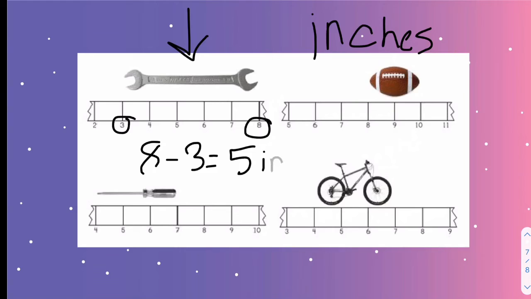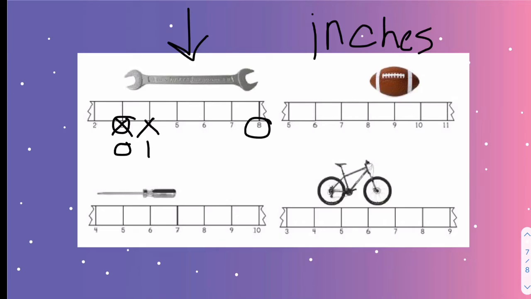But if I've totally lost you, do not fear. I can also just pretend like this starts at 0, right? I can say, okay, 3 is actually 0, this is actually 1, this is actually 2, this is actually 3, this is actually 4, and this is actually 5. And you could get the same answer. It's still going to be 5 inches.